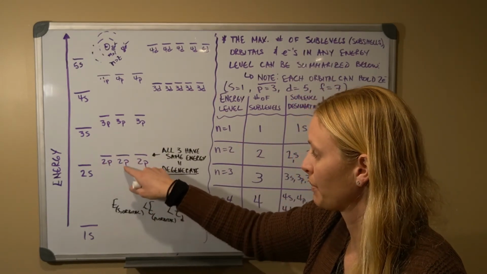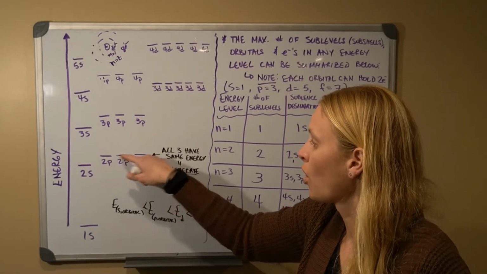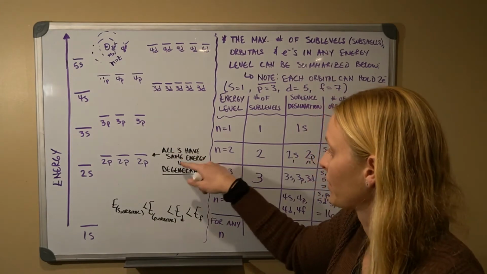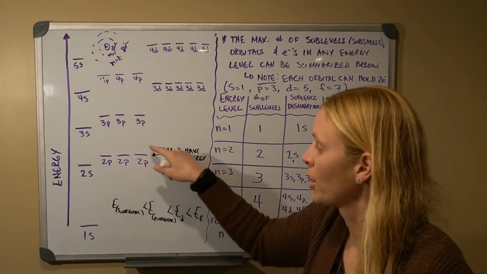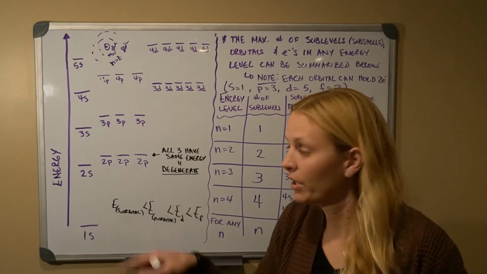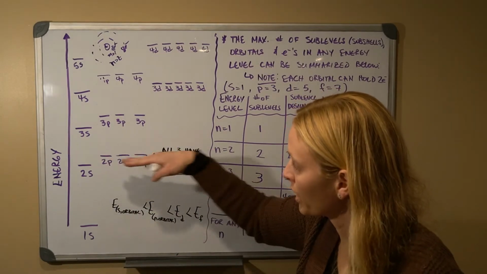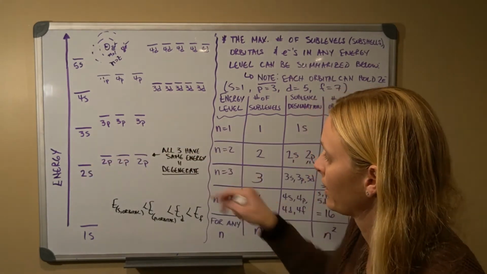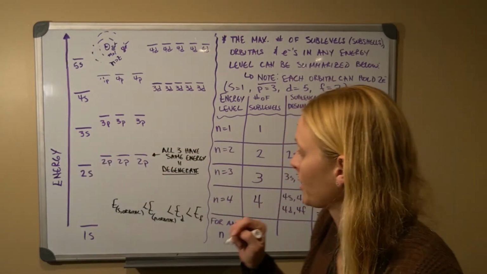But there's a PX, a PY, and a PZ, and these are all equal to each other. They all have the same energy, and we call those degenerate. Sometimes you hear that word, the energy levels are degenerate. That means there's 3 of them, and they're all equal. We don't stagger PX, PY, PZ. They're all in a straight line for the same energy.